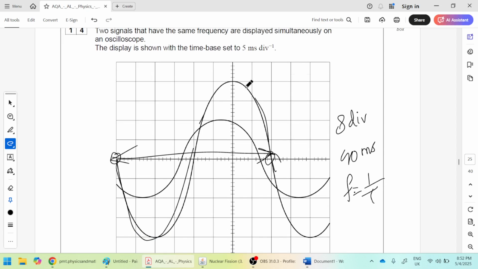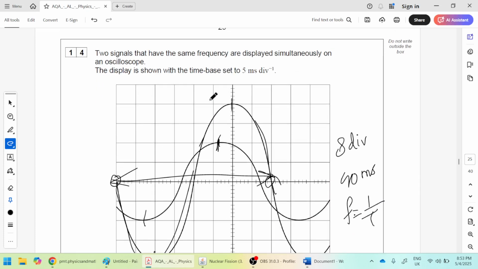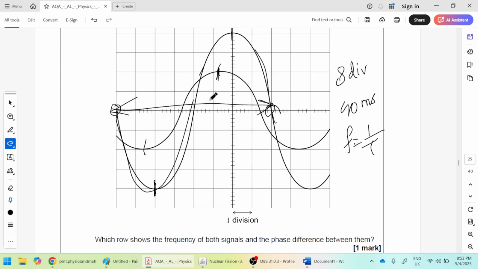Let's figure out the phase difference. Comparing. What can I compare here? Peak, trough, trough. I can see that they are kind of half a square apart, aren't they? Even here it's not exact. That makes me worried. Let's look at the answers, see whether they're very different. Okay, they are very different. So I think we can gamble a bit. Approximately half a division apart.